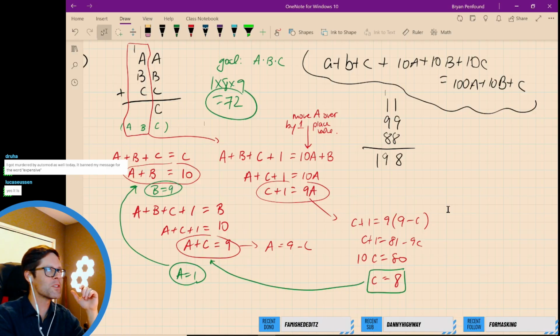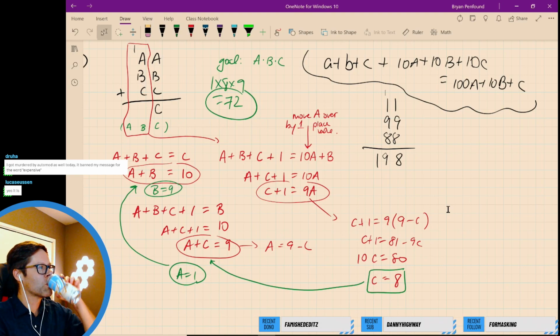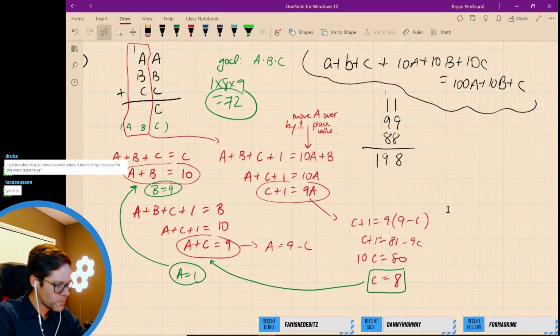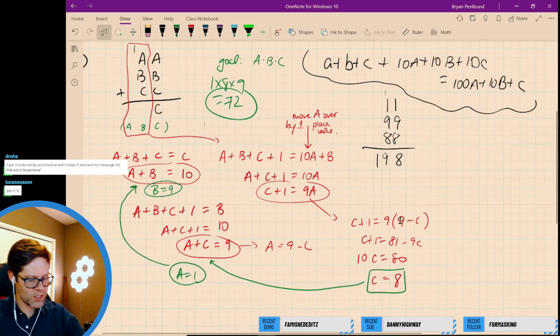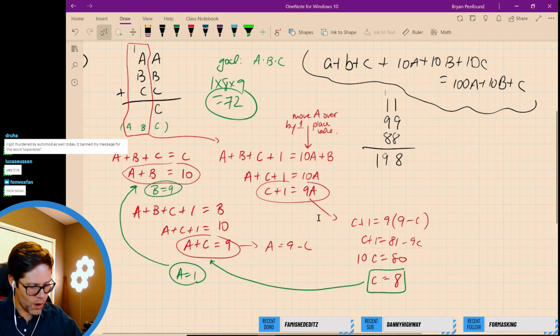Banned you for using the word expensive? Jeez. That's crazy, man. That's nuts. Yeah, I don't know. Literally, like four people have come into chat and talked about square or a squared or something like that, and Automod keeps stopping the conversation for some reason. I don't know why.